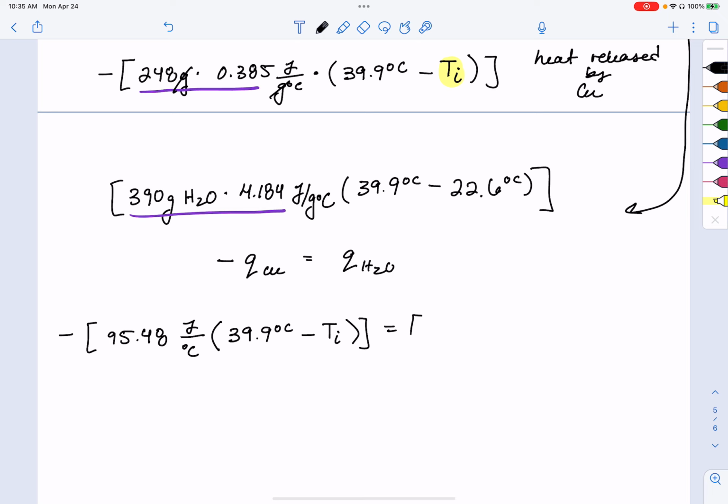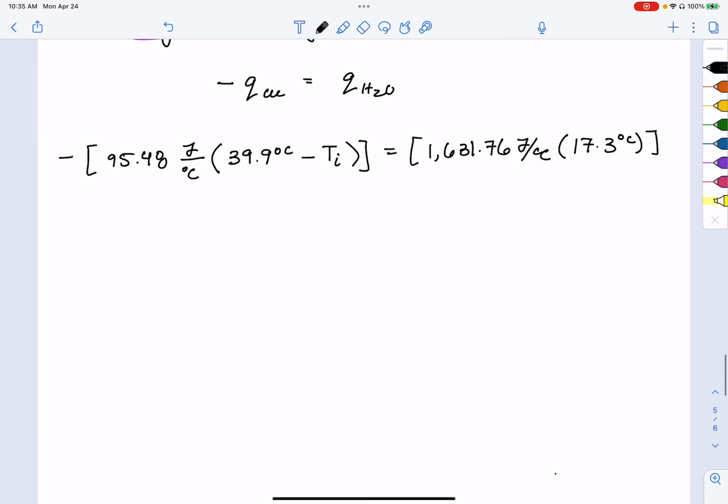This gives me 1,631.76. And again, we've only got grams that cancel. So that's joules per degree C. Now times the temperature difference, so that's my 39.9 degrees C minus 22.6 degrees C, that is 17.3 degrees Celsius.